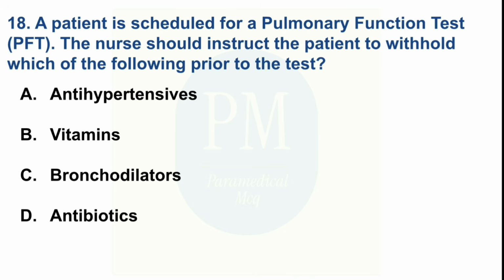A patient is scheduled for a pulmonary function test, PFT. The nurse should instruct the patient to withhold which of the following prior to the test? Option A, antihypertensives. Option B, vitamins. Option C, bronchodilators. Option D, antibiotics. The correct option is option C, bronchodilators.